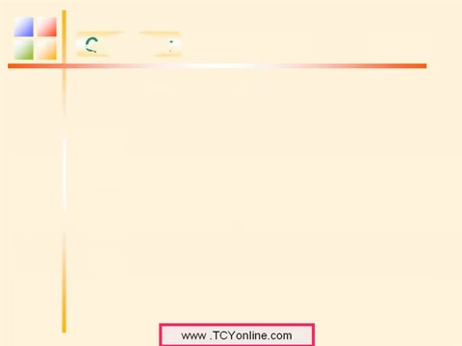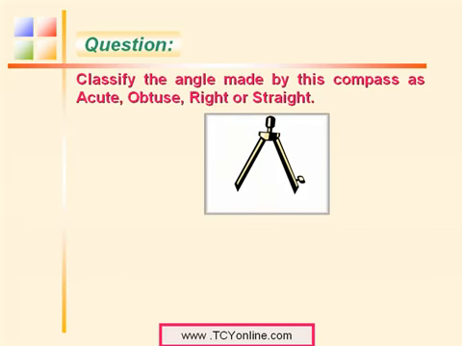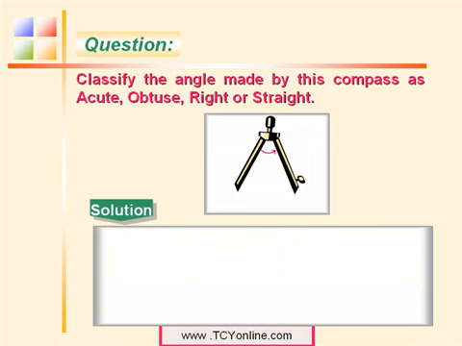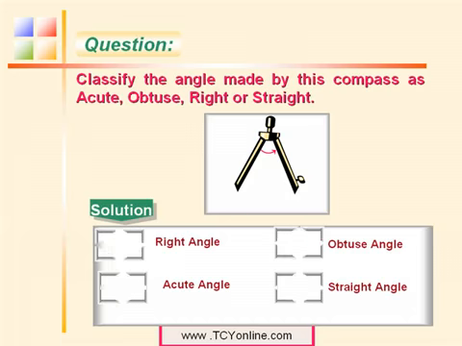Now look at this question. Here we need to classify the given angle made by a compass as acute, obtuse, right or straight. Look at the opening of the compass. And we need to find the angle made by this. Now when we look at the angle, we find that neither is it a straight angle nor is it a right angle. It appears to have measure less than 90 degrees. So that means it is simply an acute angle.